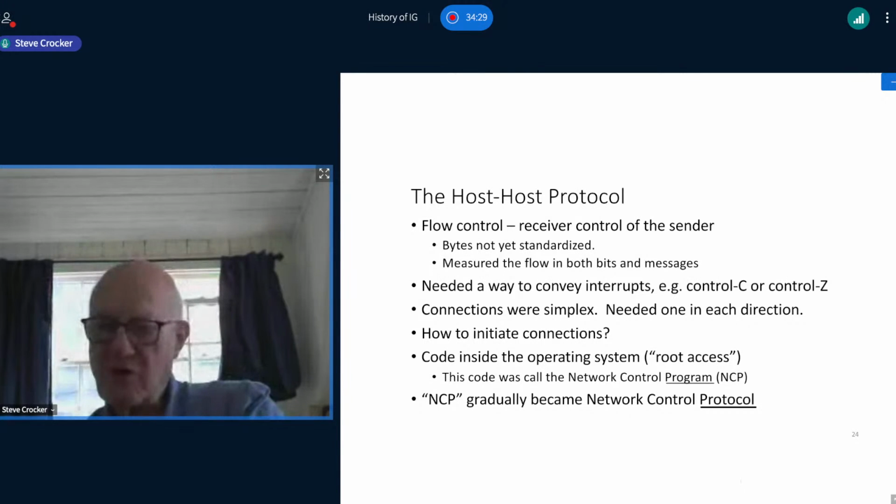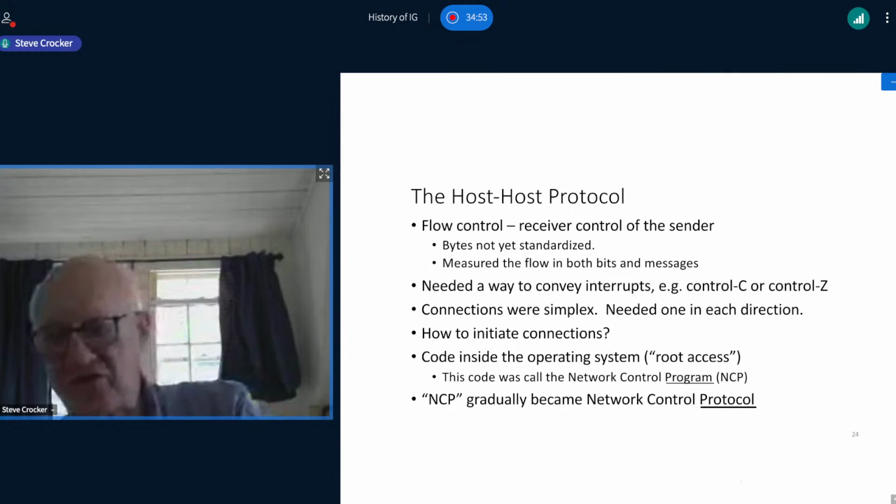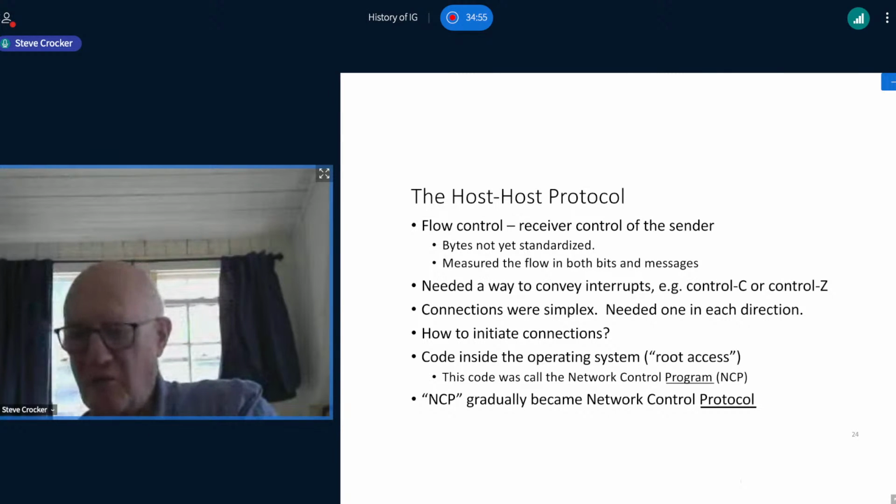That caused me to create the terminology network control program that designated that software. Over time, the term host-host protocol was too bland. NCP was a very handy acronym, and it got repurposed into network control protocol to designate what had previously been known as the host-host protocol. And the idea that you had to make an incision into the operating system was widely accepted. No mystery about that, and there was no need to emphasize that with a special term.